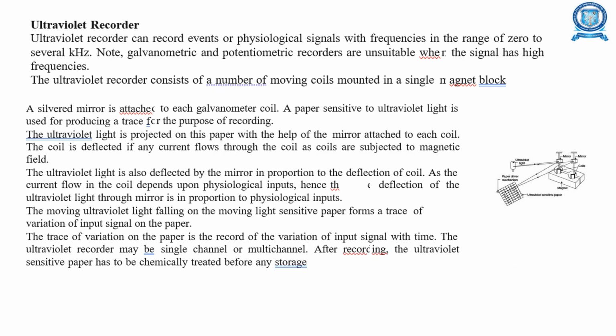Next is the ultraviolet recorder. This can record events with frequencies in the range of 0 to several kHz. The ultraviolet recorder consists of a number of moving coils mounted in a single magnetic block. The ultraviolet light is projected on the paper with the help of a mirror attached to each coil, and it is deflected by the mirror in proportion to the deflection of the coil. The moving ultraviolet light falling on the moving light sensitive paper forms a trace of the variation of the input signal on the paper. After recording, the ultraviolet sensitive paper has to be chemically treated before any storage.